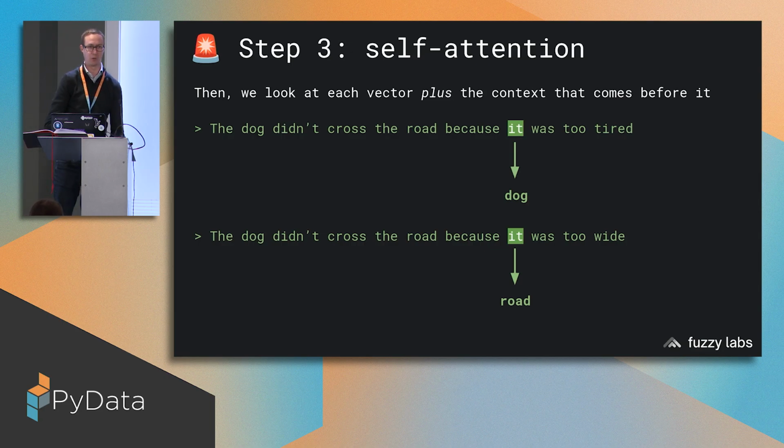And you ask yourself a question: of the words that came before me, which of those words am I most strongly attached to? Which of those words do I bind to most strongly? That's what self-attention is doing. It's learning how to make those relationships.